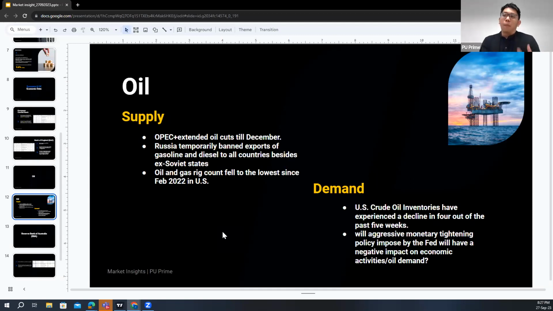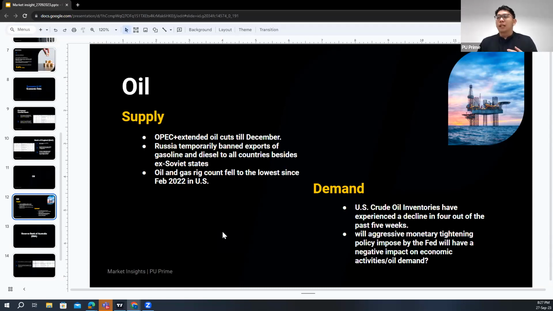First thing is OPEC and its allies, the biggest cartel in the world. They want to extend their oil cuts until December. This means that the oil supply in the world is still declining. And I think last week or 2 weeks ago, Russia temporarily banned the export of gasoline and also diesel to all countries besides the ex-Soviet states, which is only 4 countries.